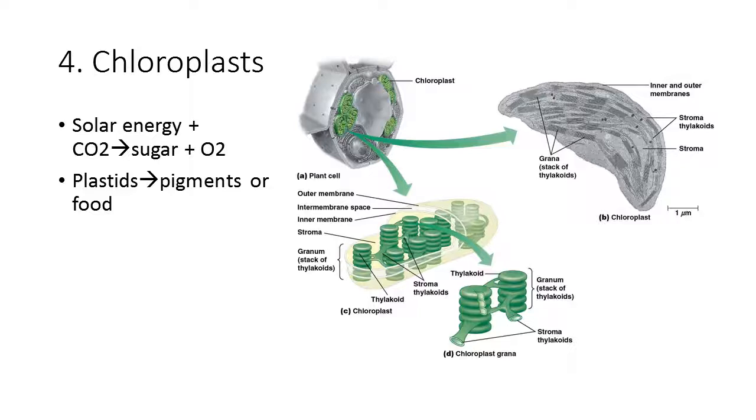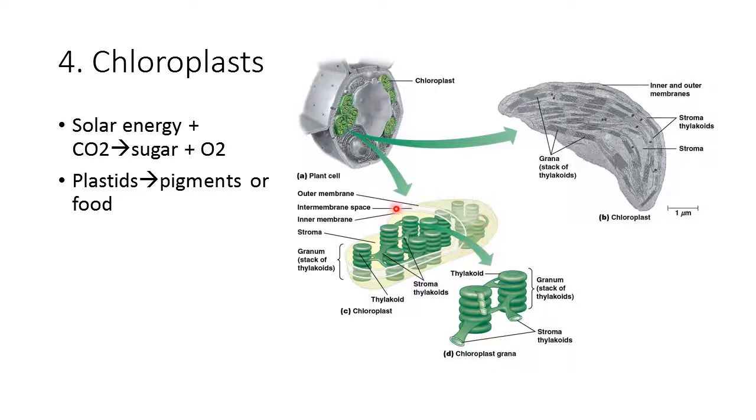Chloroplasts are part of a big group of organelles called plastids. Plastids generally contain pigments or food. So in this case, they're going to be making nutrients, but they also contain pigments, which are the green pigments that give plants their green color.